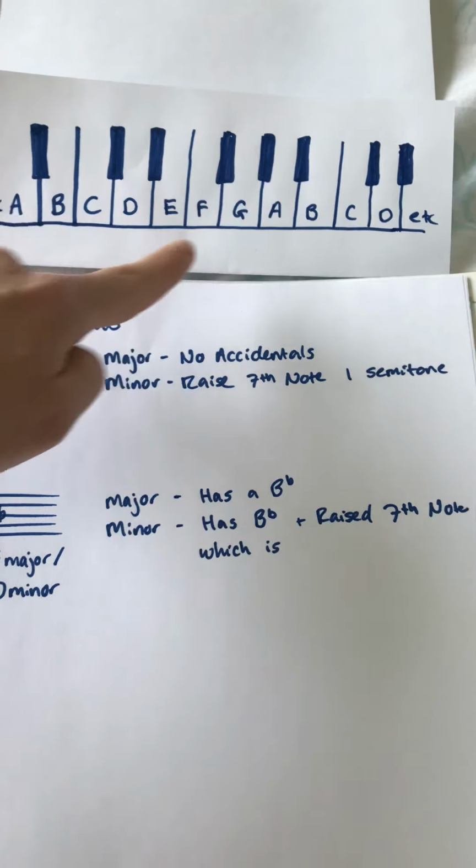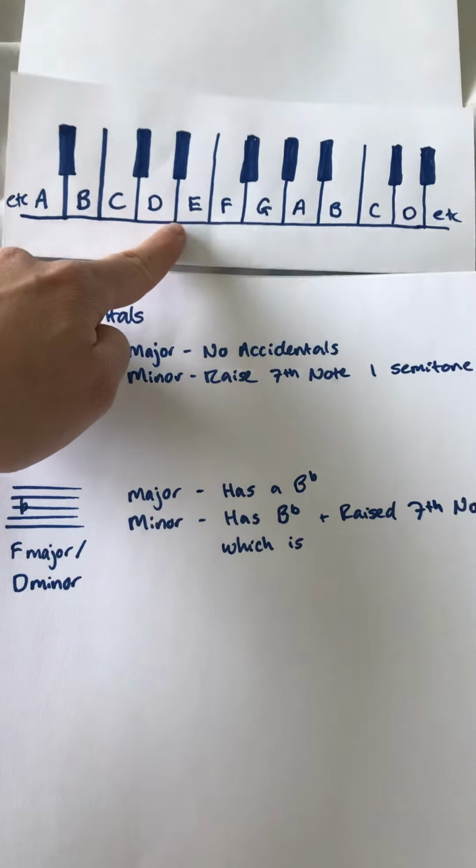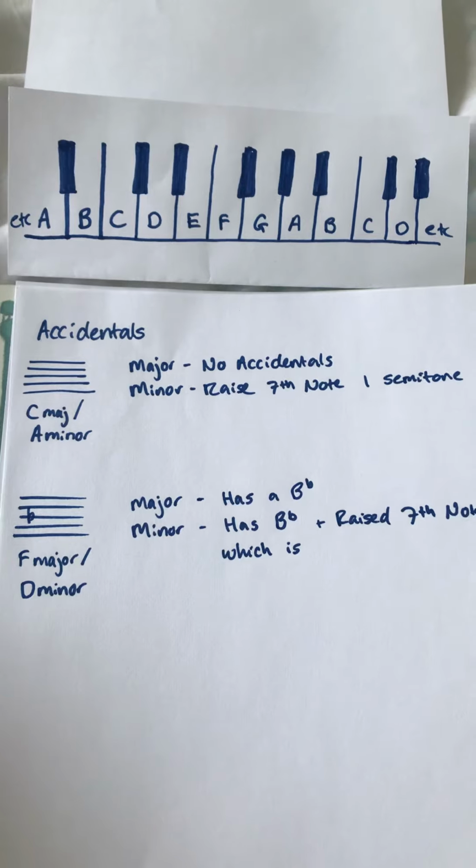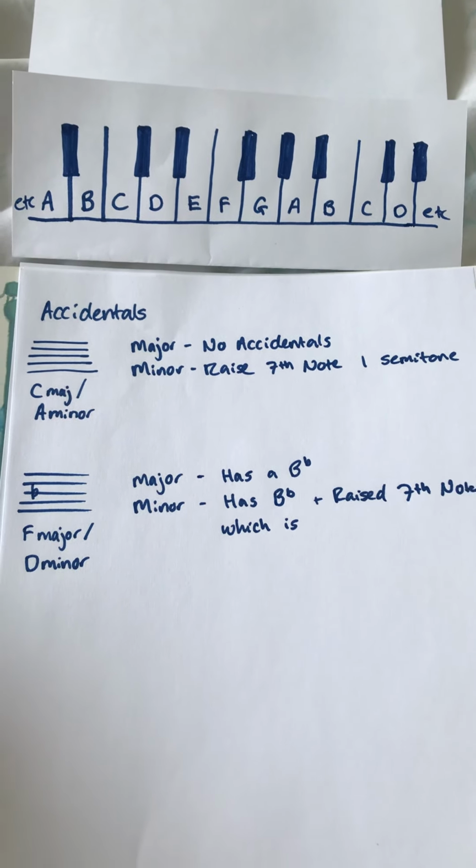Then the 8th note would be an A. So it would go A, B, C, D, E, F, G sharp, A, okay? Because I'm raising that 7th note by a semitone.